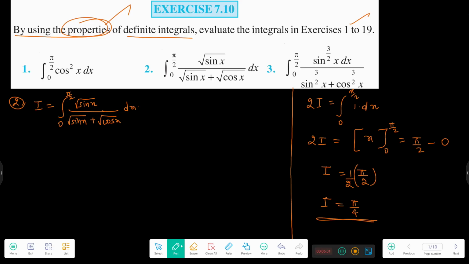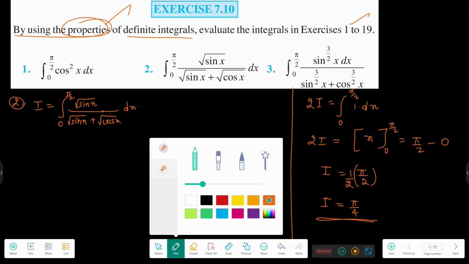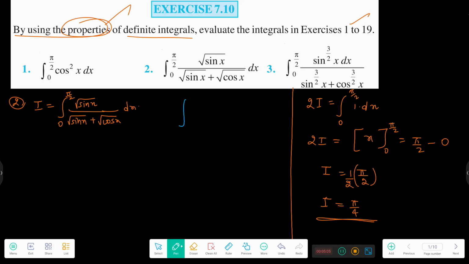Now this also looks like the same manner. This also looks the same, I think. Am I right? What is that? Integral 0 to a of f of x dx is equal to integral 0 to a of f of a minus x dx, which means this a you have to bring here.